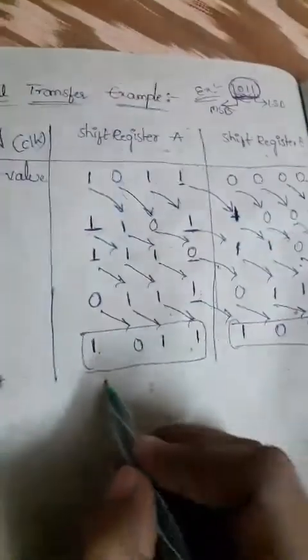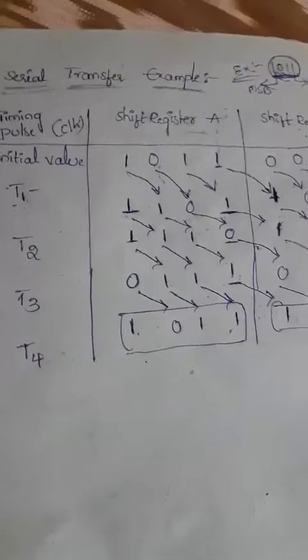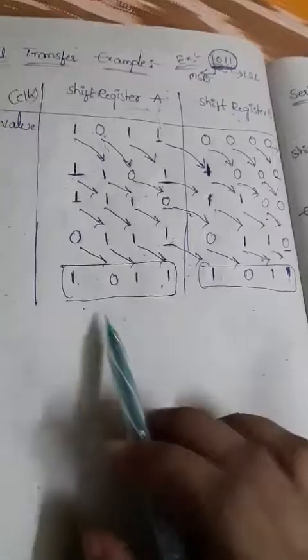Whatever input we give at the initial side, we can get the same input as our output after 4 clock pulses. Okay, so this is the serial transfer of information. So how do we transfer the information from left? Shift right operation means we are shifting like this.